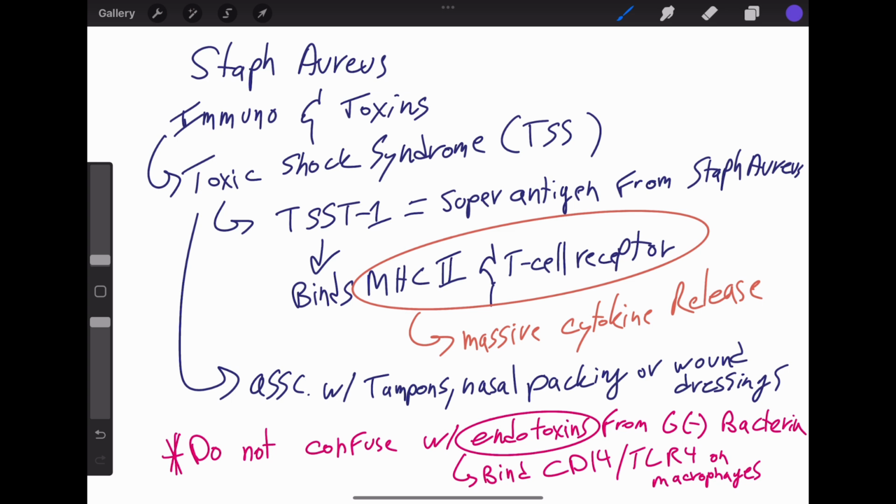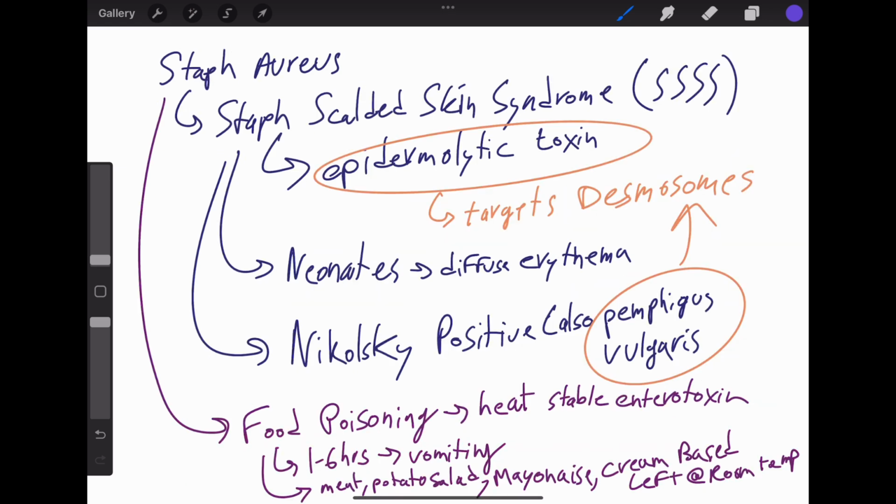This is associated with tampons, nasal packing, and wound dressing. So if you have a patient that recently got her period a few days ago, and you may suspect that she forgot to take out her tampon, and all of a sudden she's having all these extreme reactions, you have to think about toxic shock syndrome.